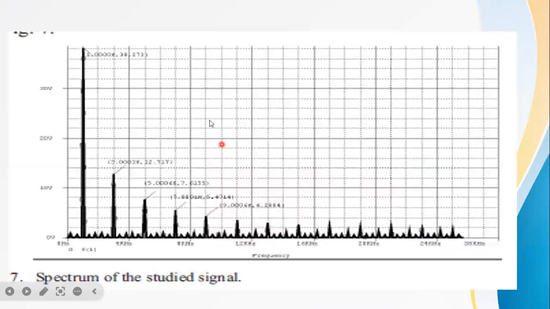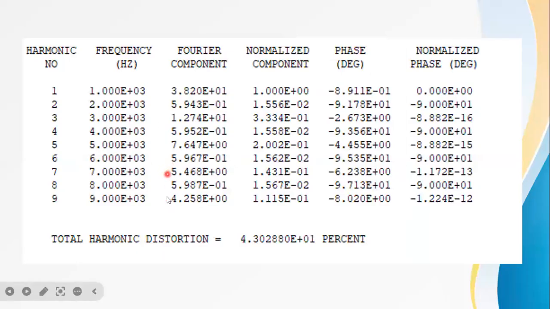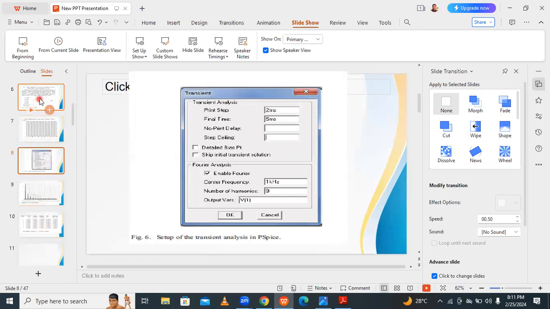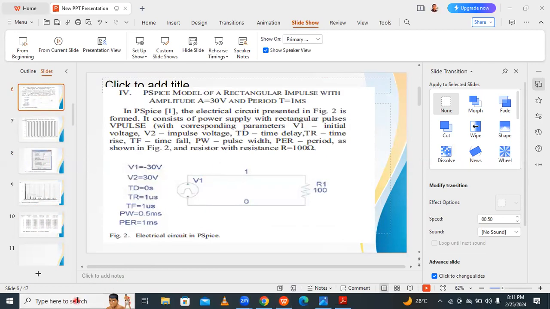And then next, simulate. By simulating, we will get the Fourier spectrum displayed, and these are the different fundamental and harmonic voltages. And then next we will get the total harmonic distortion theoretically. So this is the theory about finding the total harmonic distortion. Then coming to how to execute this experiment practically by using PSPICE.